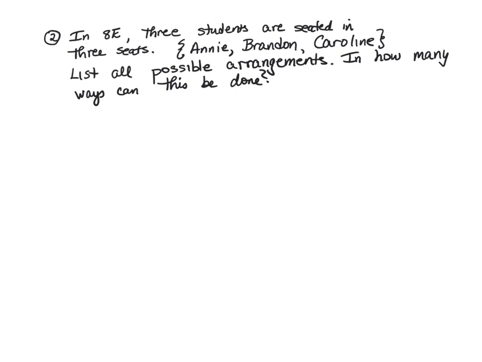Okay, now let's list this using a tree diagram. So the first branch would represent the first seat. So just imagine the 3 students in front of the room waiting to be seated in 3 seats. So for the first seat, there's a choice of picking Annie, Brandon, or Carolyn, right? So one of these 3 is seated in the first seat.